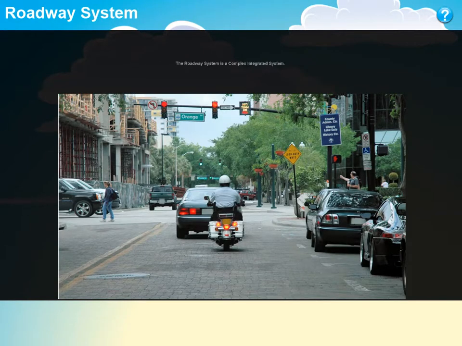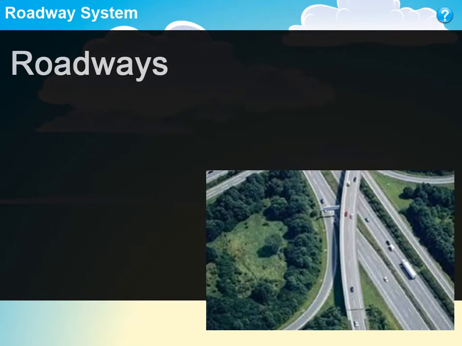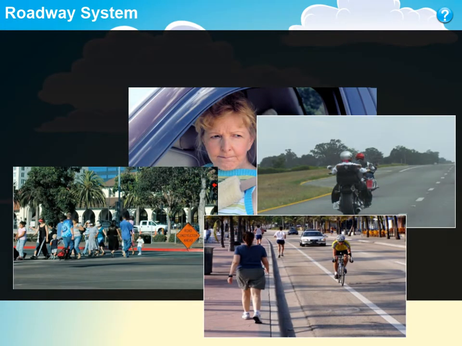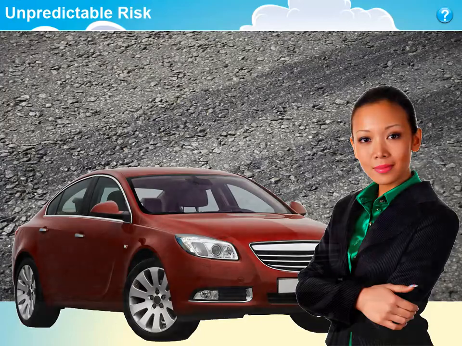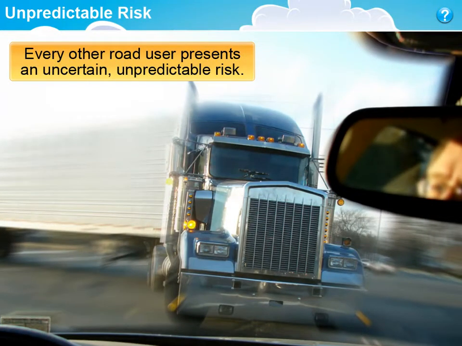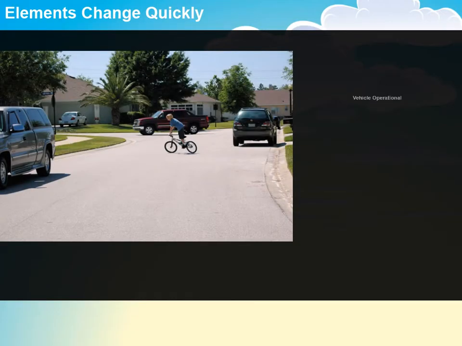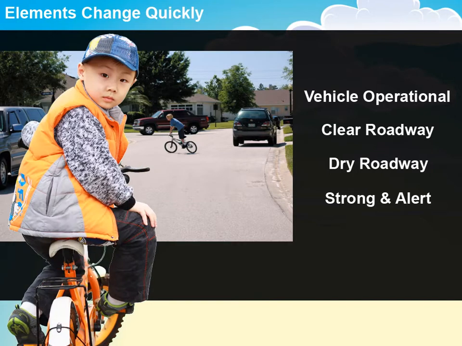As we all know, the roadway system is a complex, integrated system made up of 4 elements: roadways, vehicles, drivers, and other users. In a perfectly safe driving environment, each of these elements is predictable and in good condition. Even if the roadway, your vehicle, and you, the driver, are in good condition, every other road user presents an uncertain, unpredictable risk. In reality, even if you think your vehicle is fully operational, the roadway is clear and dry, and you feel strong and alert, one or more of these elements may quickly and unexpectedly change.